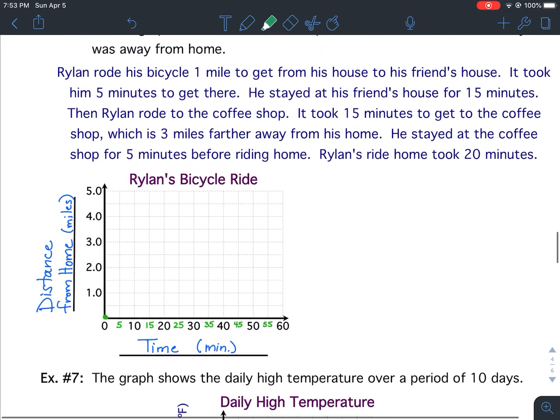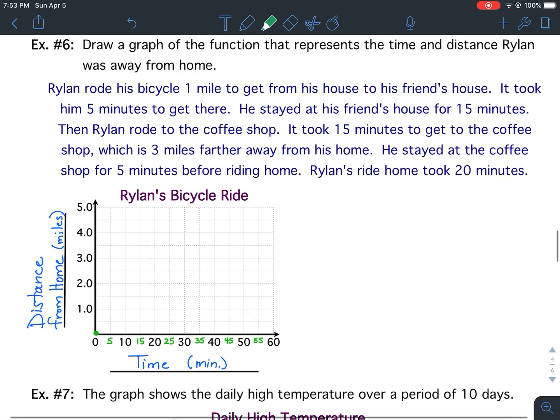Okay, so it's important that you pay attention to this problem because you're going to be getting Bellworks 16A, which is just like this. So let's go through and let's highlight the important information. Again, you can just sit and watch. We'll underline stuff in a moment. So Rylan rode his bicycle 1 mile to get to his friend's house, and it took him 5 minutes to go that 1 mile.